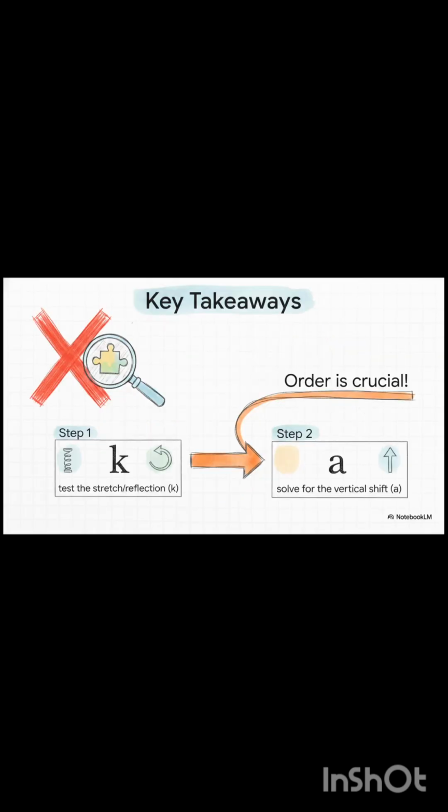So what are the big takeaways here? First, and most importantly, a wrong answer isn't a failure. It's data. Use it to find the right path. And second, the order you do things in is absolutely crucial. We solved for the multiplier k before we solved for the shift a. Getting that order of transformations right is everything.